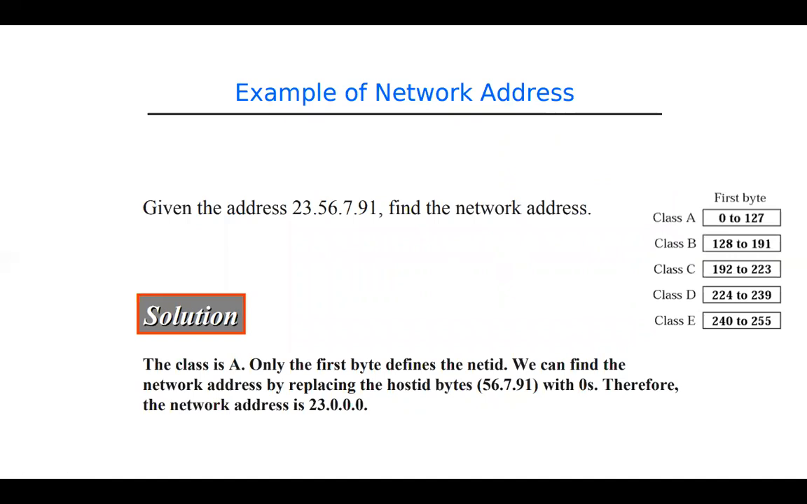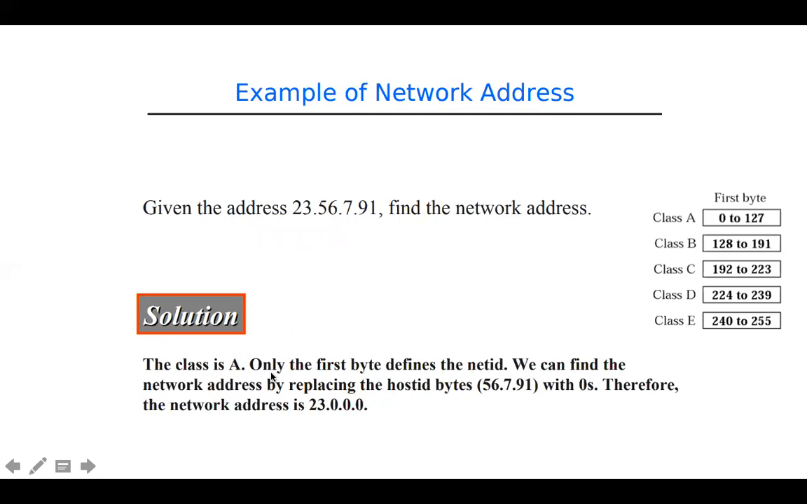This is an example for network address. Given the address 23.56.7.91, find the network address. To find the network address, you need to first determine the class. To determine the class, you need to look at the first byte. The first byte is 23, so it actually falls under class A. So the class is A.